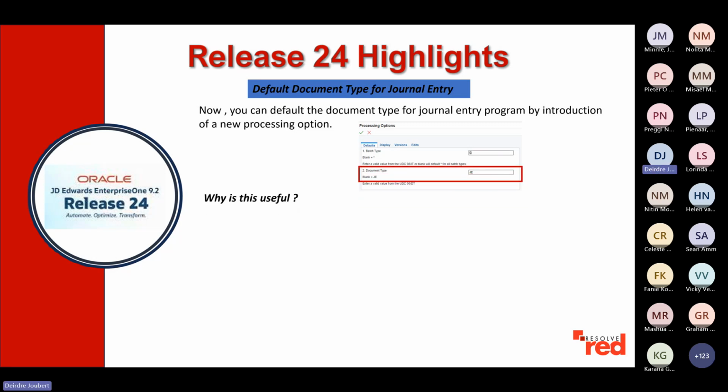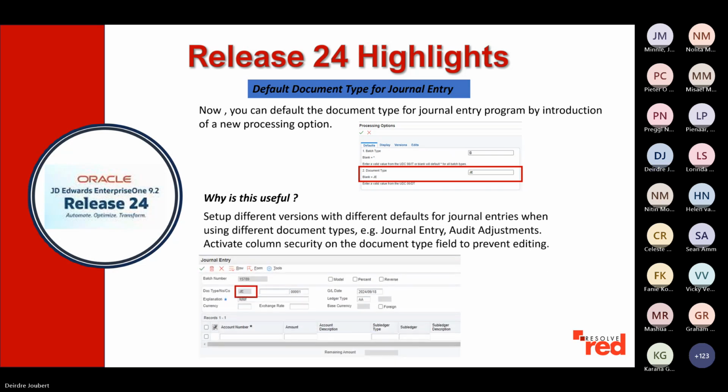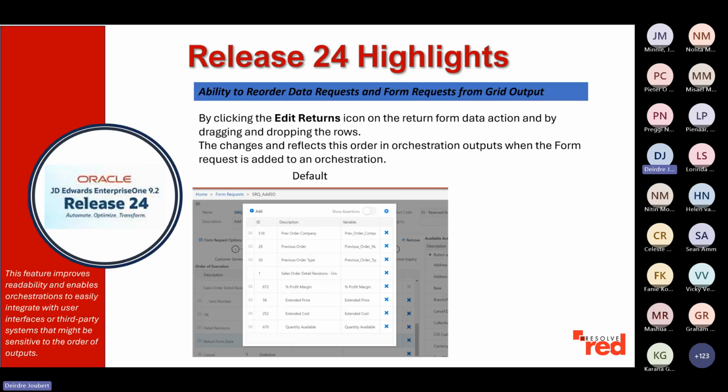So when somebody enters the journal, that field defaults, which can obviously then make sure that you don't process an incorrect journal entry type. So if you have different ones for audit adjustments or for normal day-to-day processing. So maybe just also worthwhile to mention there, although you can default it, you need to use column security to make sure nobody can change it, which is not the end of the world.